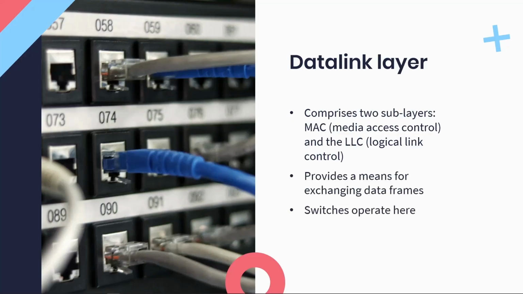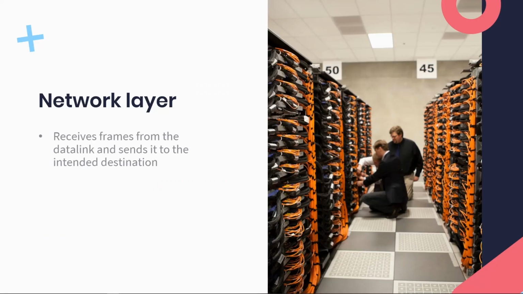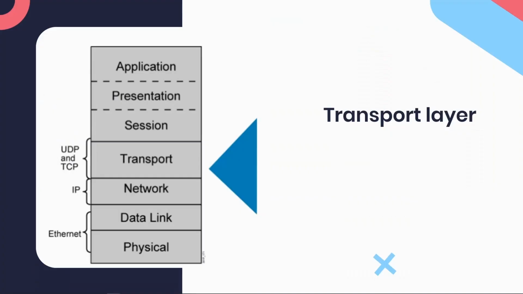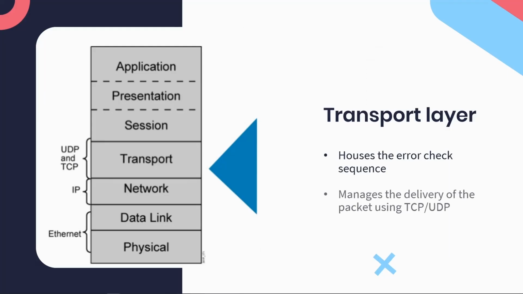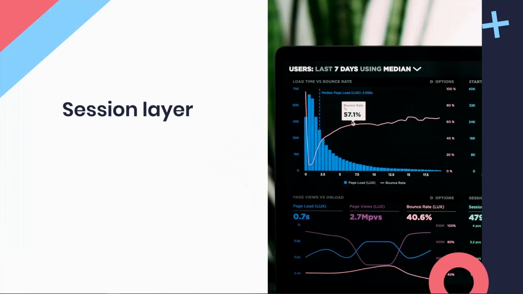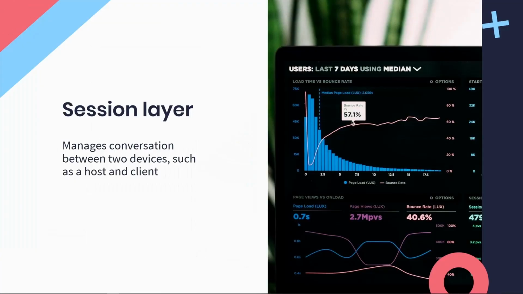The network layer receives frames from the data link and sends them to the intended destination with the help of IP addresses. The devices that mainly operate in this layer are routers. The transport layer houses the error check sequence and manages the delivery of the packet using TCP or UDP. Remember those protocols? The session layer manages conversations between two devices, such as a host and a client.